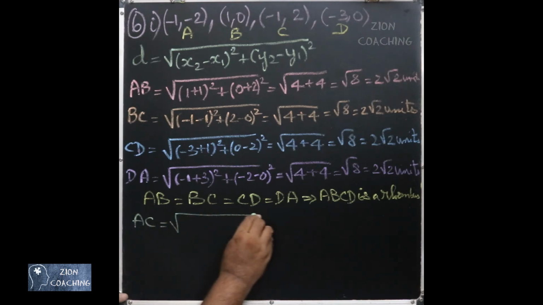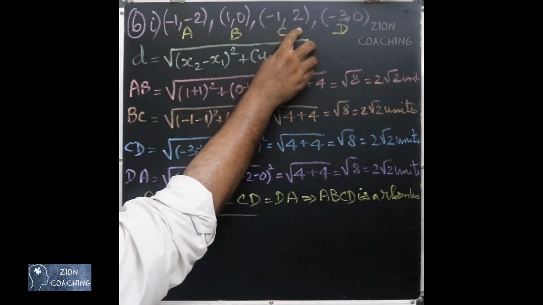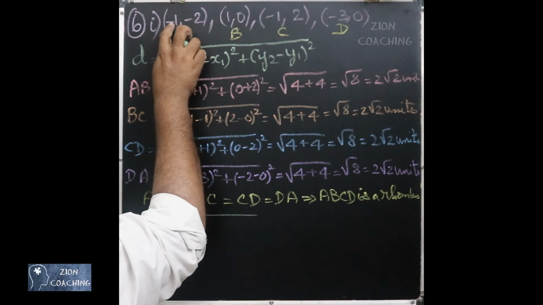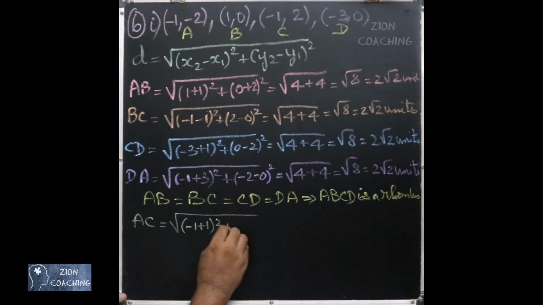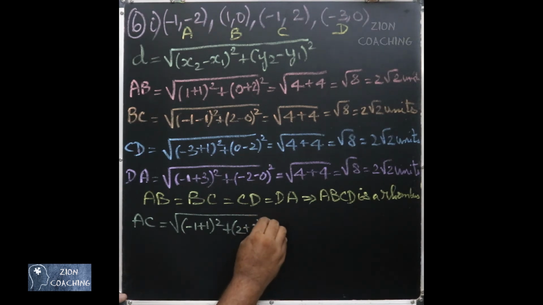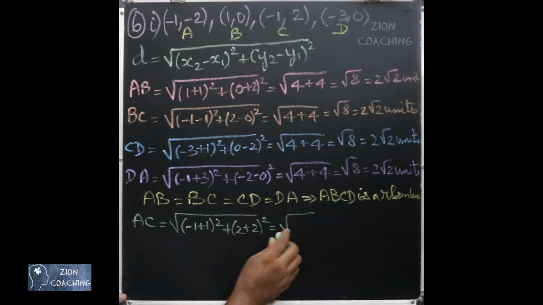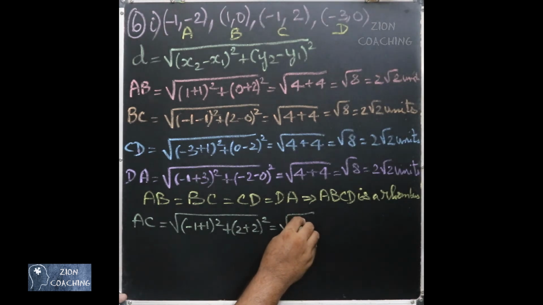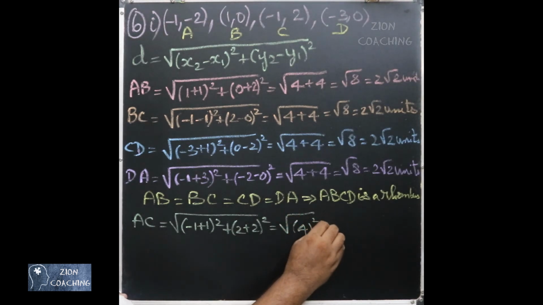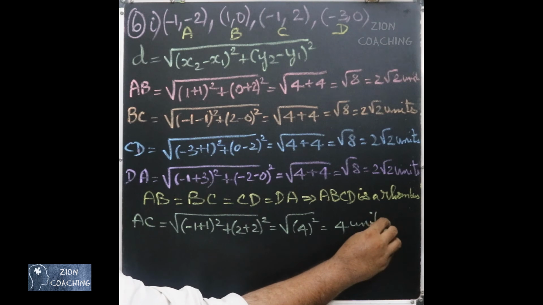AC is going to be root of, when you take A and C, this is your x1, y1, this is your x2, y2. So we have minus 1, minus of minus 1 will become plus 1. So (minus 1 plus 1) the whole square plus (2 minus of minus 2, that will become 2 plus 2) the whole square. Minus 1 plus 1 will become 0, so need not write that. 2 plus 2 is 4. So we have 4 square, and because square and square root get cancelled, we have 4 units.